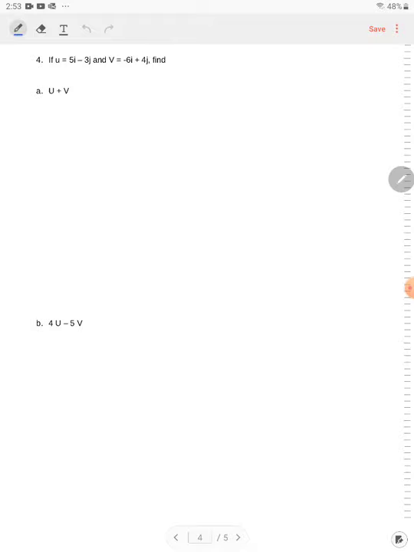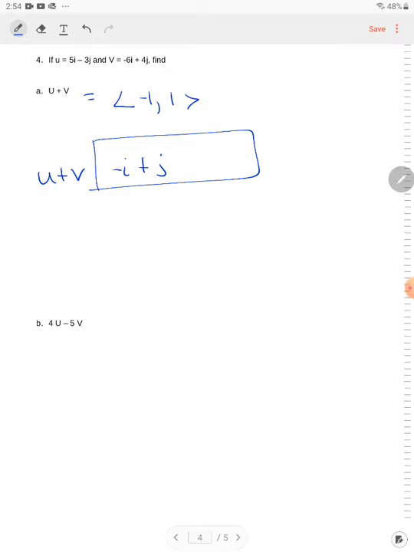Okay, if u is equal to 5i minus 3j, and v is equal to -6i plus 4j, find u plus v. Again, you're going to add your components. So u plus v is equal to 5 plus -6, which is -1, and -3 plus 4 is 1. Since those are in terms of i and j, notice our original problem is in terms of i and j, so the answer that you want is -i plus j. So u plus v is equal to -i plus j.